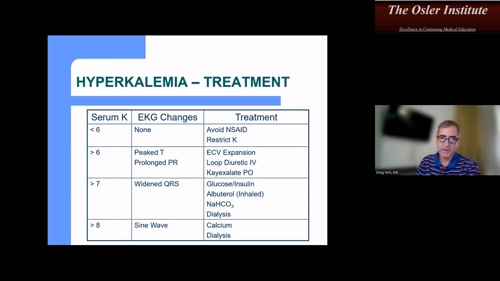Kayexalate. This is an old slide. There are other potassium binders out there that are even more efficient nowadays. But Kayexalate is still available. And then we can do the temporary treatment with the glucose insulin, shifting the location of the potassium to be intracellular, and then bicarb, etc., can be used if the patient starts becoming acidotic. With higher potassiums, we give the calcium once we start seeing EKG changes, because we want to have that there to stabilize the myocardium. And then dialysis being the ultimate treatment of it.